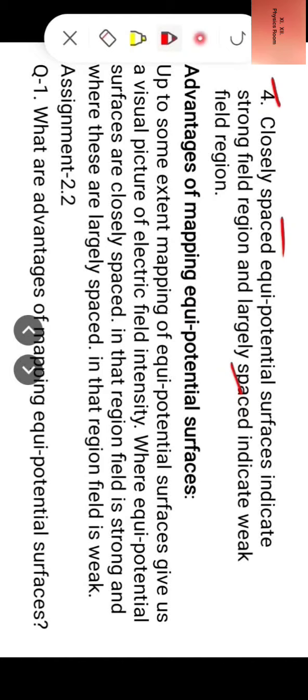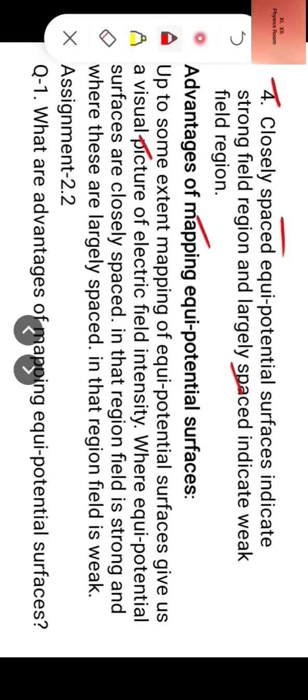Now, advantages of mapping equipotential surfaces. Up to some extent, mapping of equipotential surfaces gives us a visual picture of electric field intensity. Where equipotential surfaces are closely spaced, in that region the field is strong, and where these are largely spaced, in that region the field is weak. So, up to some extent, we can view the regions where electric field is strong and where it is weak by looking at equipotential surfaces.